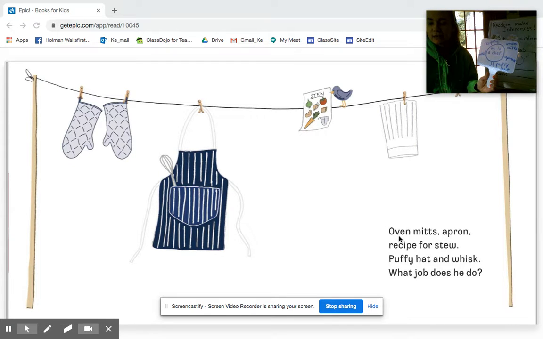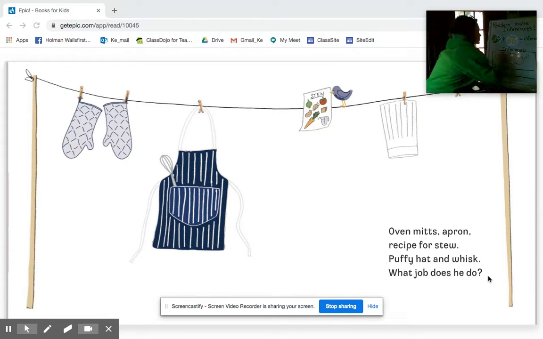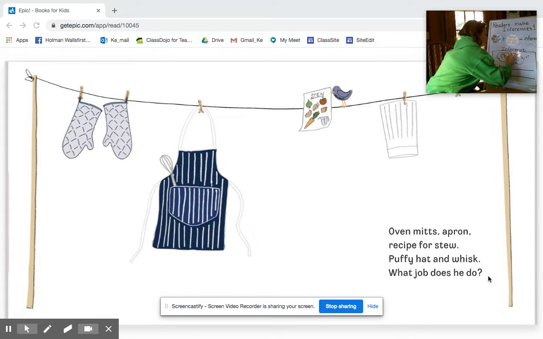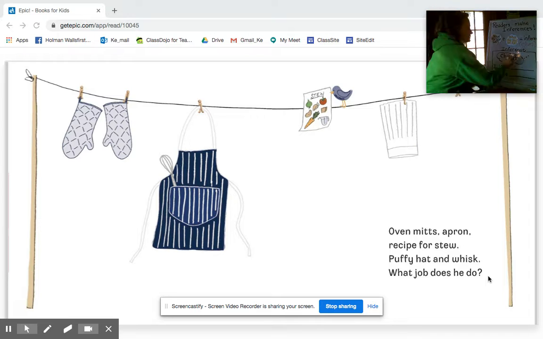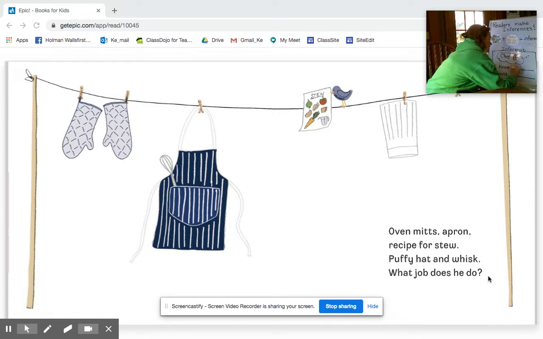So if we go back down here where it says the words oven mitts, apron, recipe for stew, puffy hat, and whisk, what job does he do? We're going to look back up here at the writing part. So, boys and girls, we decided that he was a chef. So again, you could just write chef. Maybe you'd want to draw a picture of a chef. I know we've got some good artists out there. Mrs. Holman's kind of, well, you know how I draw. So there's my chef. And so down here where we're writing, I know he is a chef.